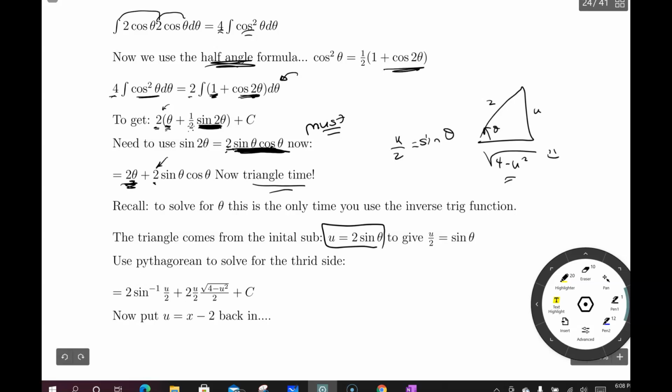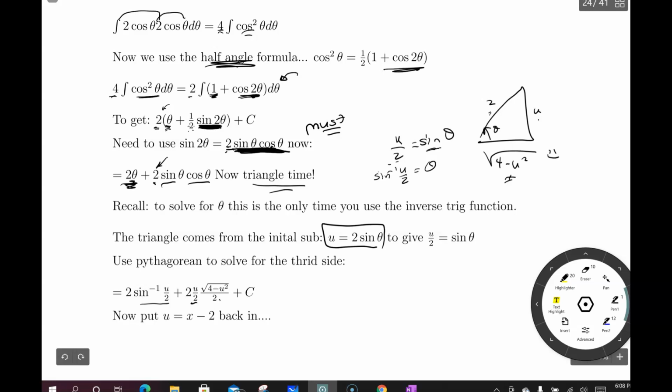So now I'm going back to solve for this, right? So theta, that's the only time you do the inverse, right? So I do the inverse sine of both sides. Inverse sine of u over 2 is theta. That's what this is. Then I'm going to find out what the sine of theta is and what the cosine of theta is. Sine of theta is u over 2. Cosine of theta, adjacent over hypotenuse.